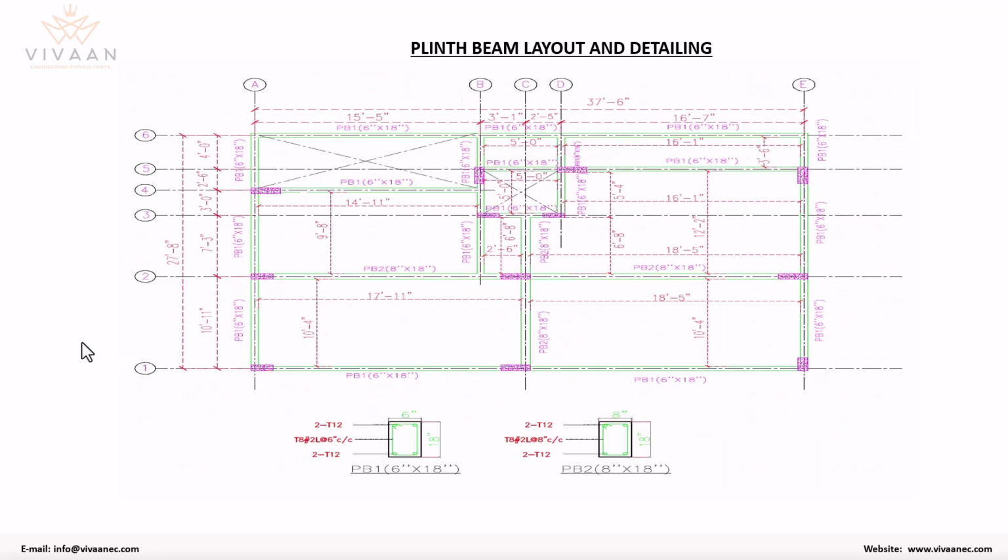Okay, plinth beam layout and detailing. Once column layout is done, footing layout is done, and footing detailing is done, we may require to give the plinth. So at the ground level we need to give the beam layout, and we need to give the beam sizes. In the plinth we are going to get the minimum reinforcement. That's why in the same drawing I am providing the beam detailing as well.